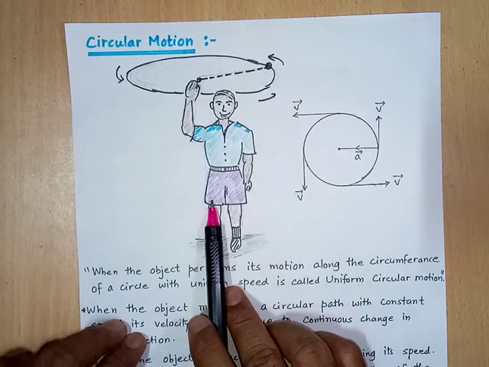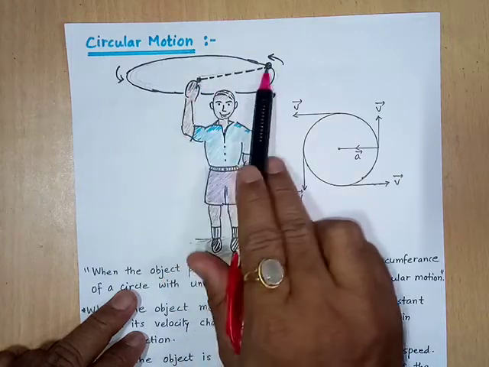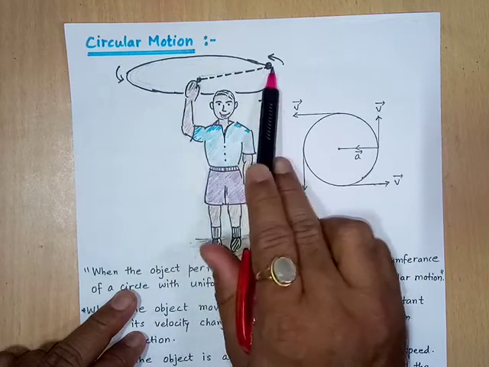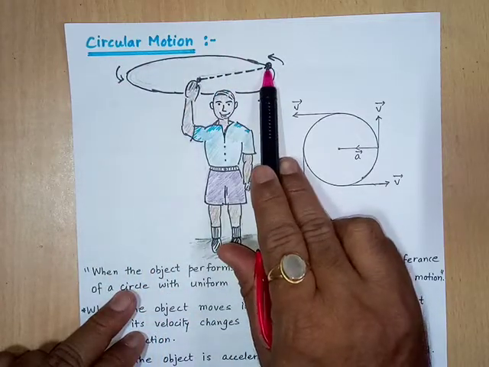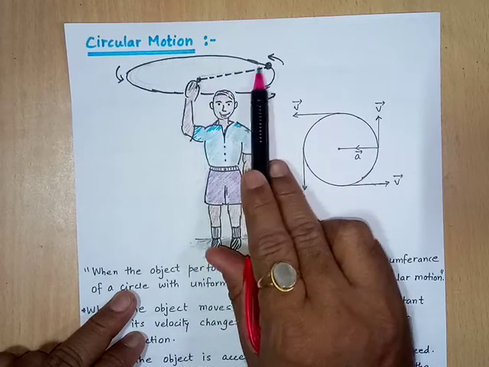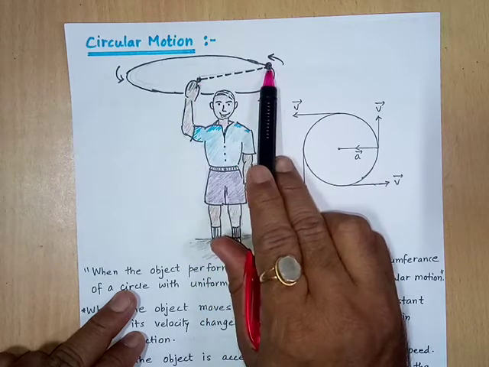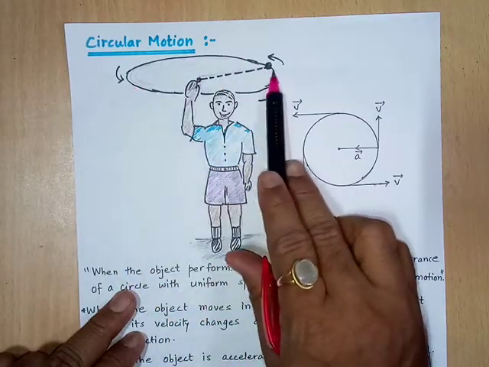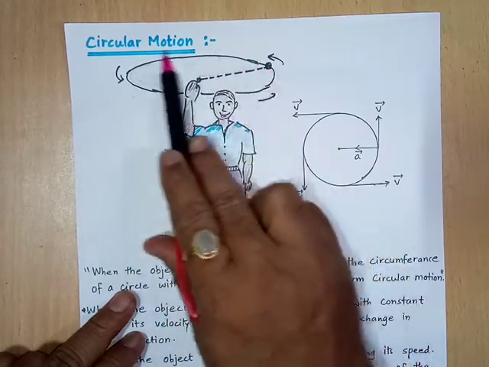picture with the help of which I have shown that a boy is there, or a person is there, who is holding a string. Now this is a string or a rope where a stone is being tied to this string, and this boy is whirling this string in such a way that this particular stone performs its motion. Because it is tied to this string and the boy is holding that string, he is whirling this string in such a way that this particular stone revolves. When this stone performs the motion, the path traced by this stone is nothing but circular in nature.